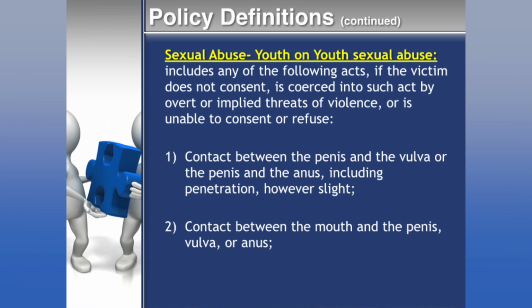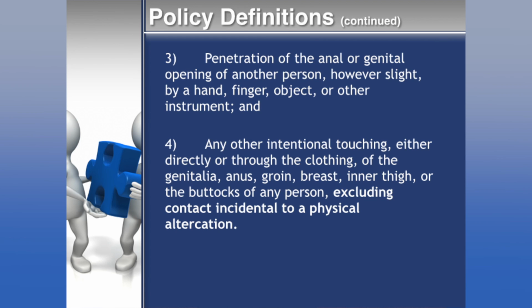Such activity of sexual abuse includes contact between the penis and the vulva, or the penis and the anus, including penetration, however slight. Contact between the mouth and the penis, vulva, or anus. Penetration of the anal or genital opening of another person, however slight. It can either be done by hand, finger, object, or other instruments.